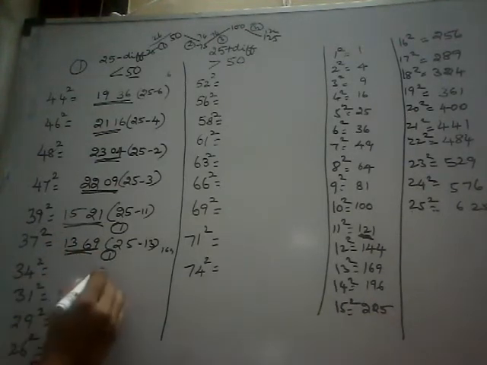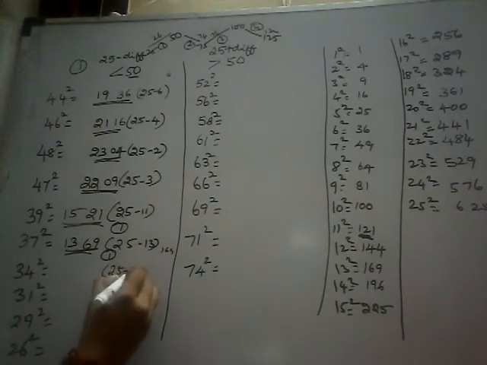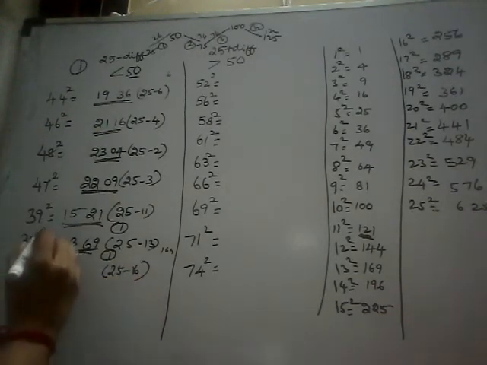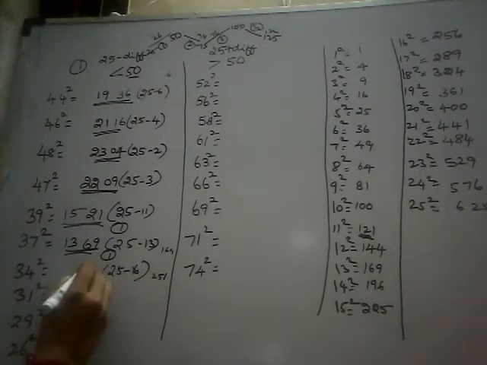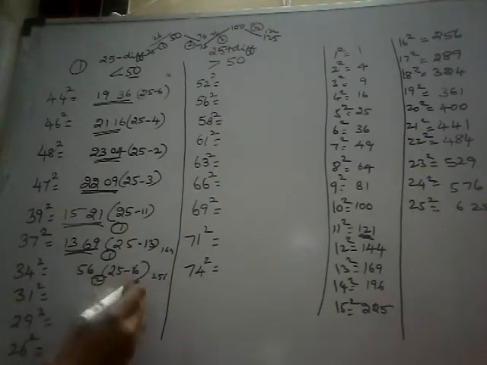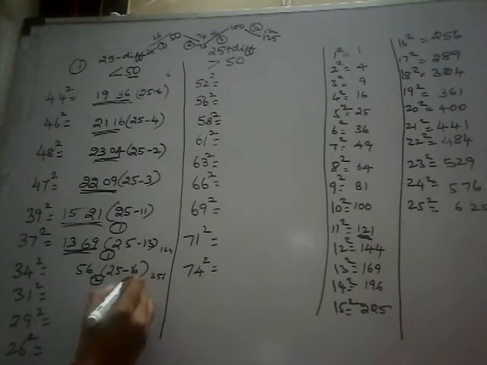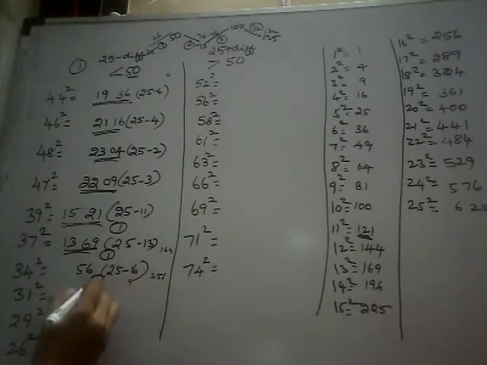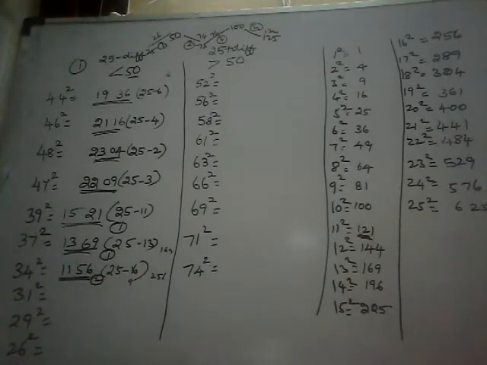Now what is 34 square? How much difference from 50? 16. Okay, 16 square, you do it, that is 256, right? 56 here, 2 in the carry number. Now 25 minus 16, you get 9. Okay, 9 remaining, add this carry number, 9 plus 2, 11. 1156 is your answer.